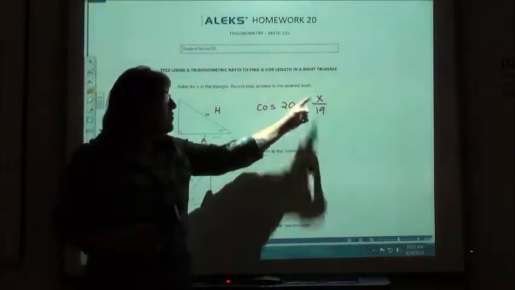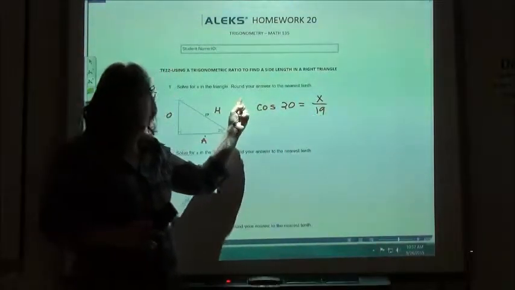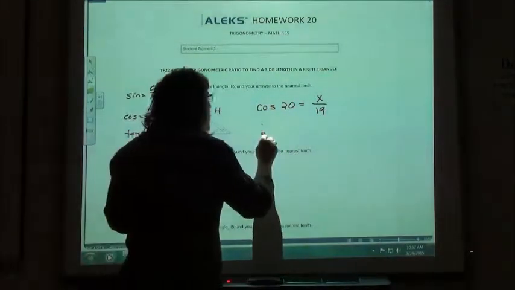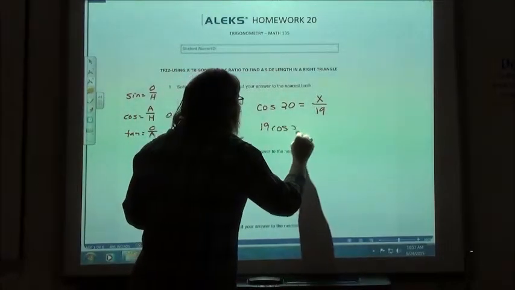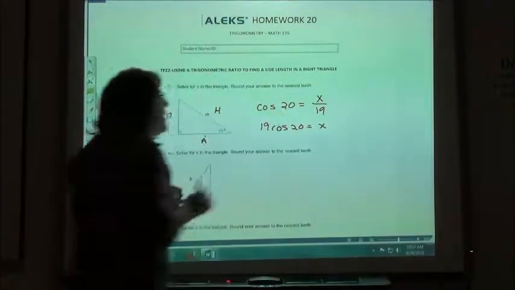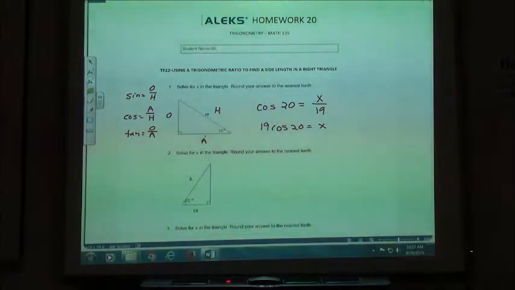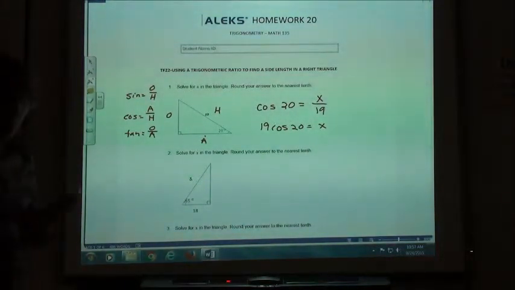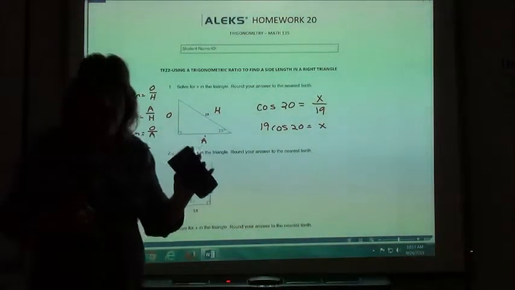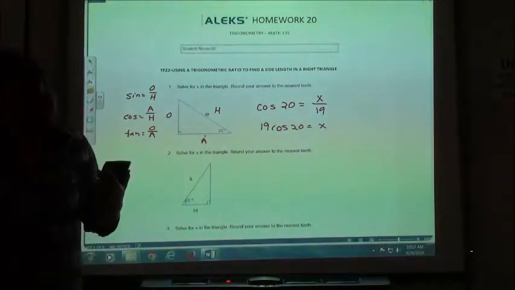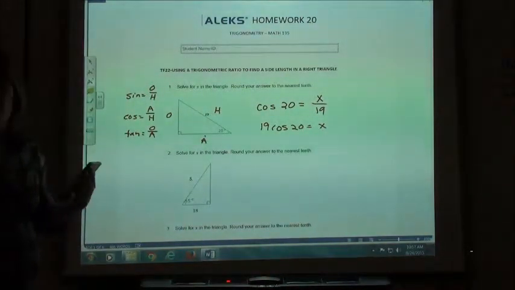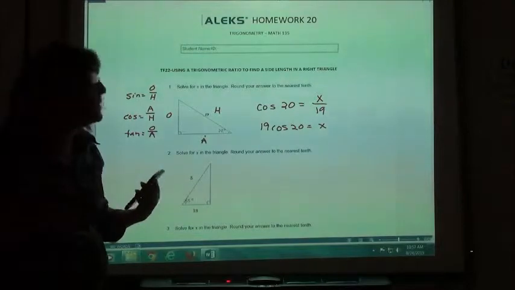And then we want to solve this for x, so we're just going to go ahead and multiply by the 19. So 19 times the cosine of 20 is equal to x. Now that's in degrees, so your calculator does need to be in degree mode, which if you're using one of these, it probably is. If you're on a Texas Instrument calculator, you want to check your default to make sure it's not in radians, but it's in degrees.